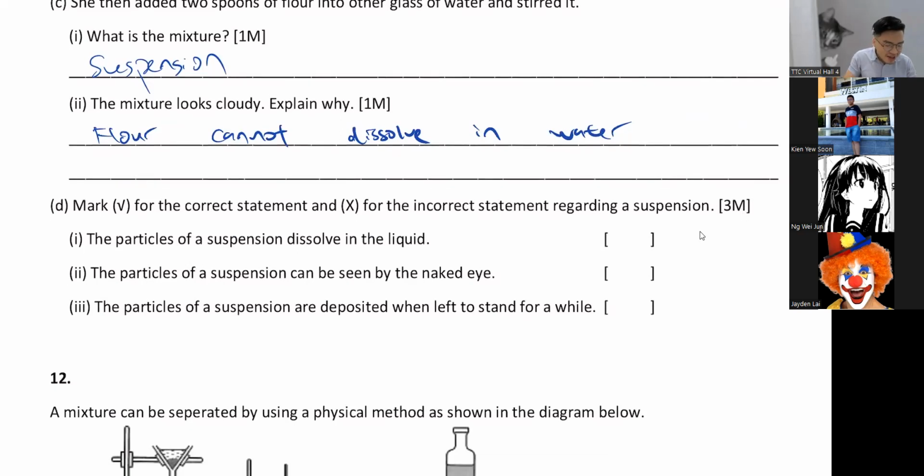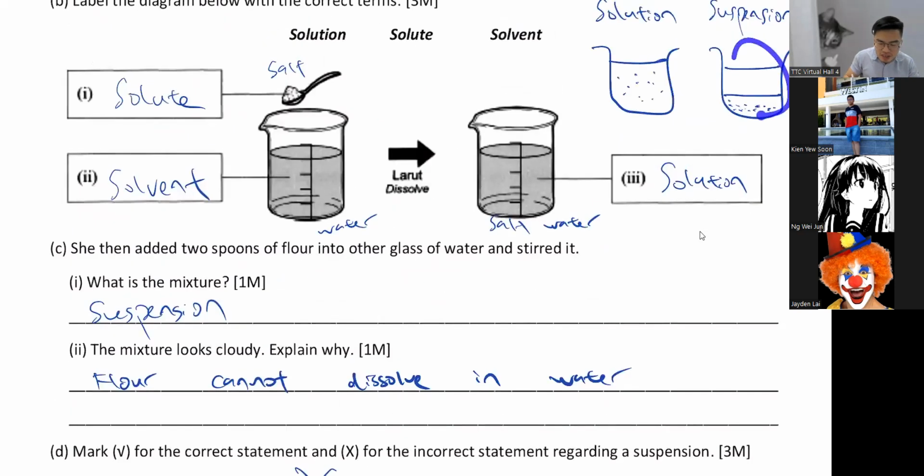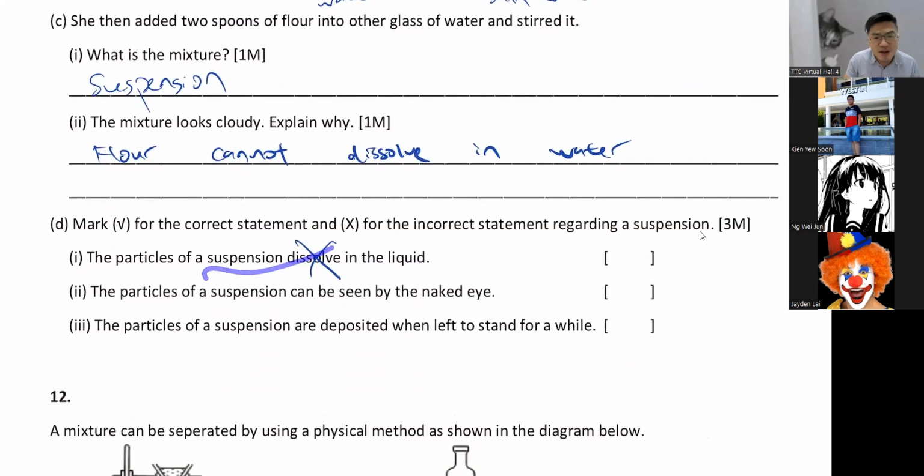Okay. Anyway, so D, mark a tick for the correct statement and a cross for the incorrect statement regarding a suspension. Oh yeah, okay, good. All 3 of you are here, good. Okay, so number 1, the particles of a suspension dissolve in a liquid. So can a suspension dissolve? No. This is not in your syllabus, but it's good to learn. Like Milo. Can Milo dissolve in water?